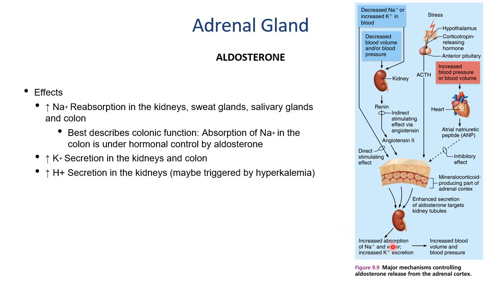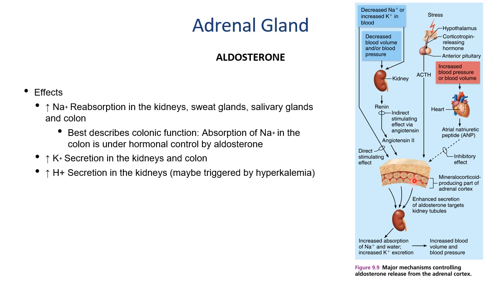So here in the picture would be the major mechanisms controlling the secretion of aldosterone by the adrenal cortex. So let's start here at the kidney, where aldosterone exerts its effect. Aldosterone causes an increase in the absorption of sodium and water, but on the other hand, causes the release of potassium. So the effect of this would be an increase in blood volume and blood pressure. All of the regulatory signals act on the zona glomerulosa.